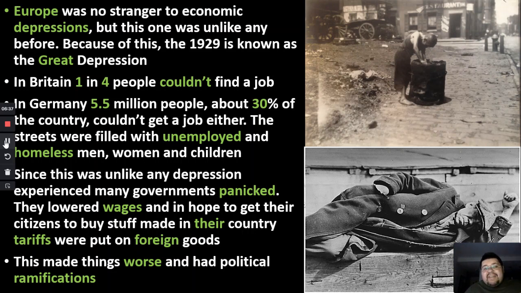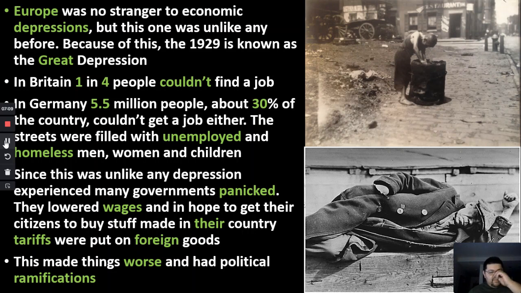In Germany, 5.5 million people, which is about 30% of their country back then, couldn't find a job either. So imagine 5.5 million people trying to find a job every day, but they can't because there are no jobs. The streets were filled with unemployed people and homeless people, men, women, children. It didn't matter. Things were getting very, very bleak and grim for the people in Europe.